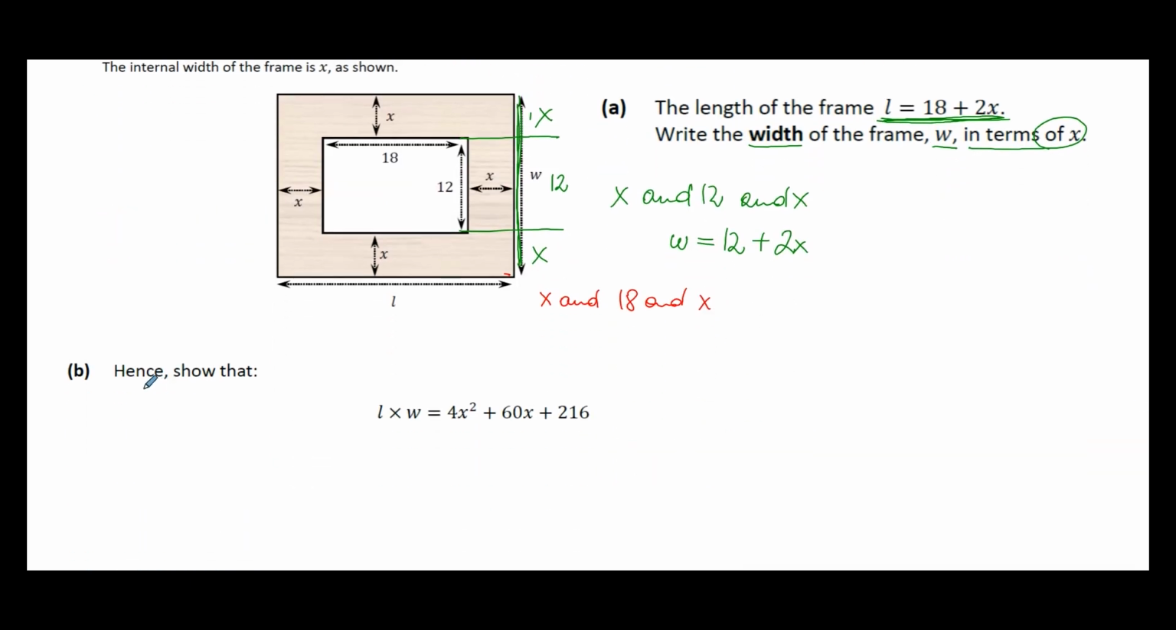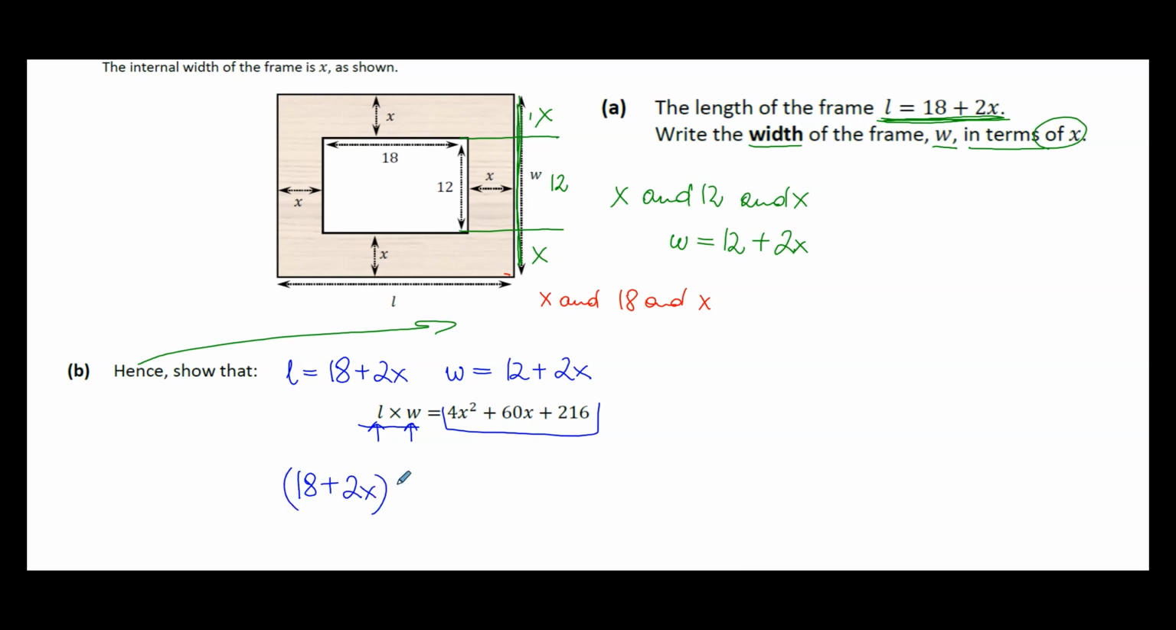The next part is saying hence, meaning with the knowledge that you just acquired. What is that knowledge? You know that the value of L is 18 plus 2x, and now you know that W is 12 plus 2x. They are saying show that. What do we need to show? That when we multiply L by W, we should get this answer. So that's what we're going to do. L, which is 18 plus 2x, multiplied by W, which is 12 plus 2x.